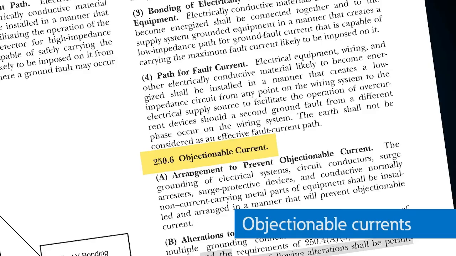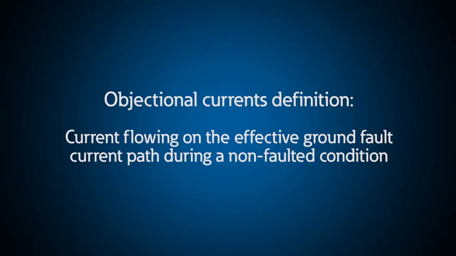All right, last statement about grounding, objectionable currents. Now, we use this term objectionable currents in Article 250 of the National Electrical Code, but there's no definition in the NEC. And when there's no definition, you know what you do? You make it up. So this is my definition. Current flowing on the effective ground fault current path during a non-faulted condition.